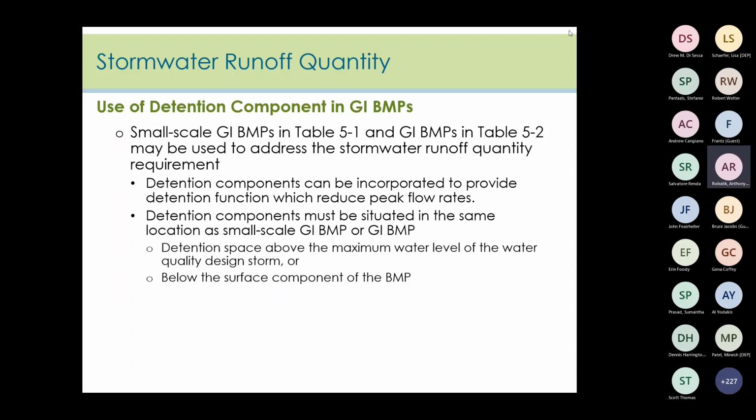The detention component for green infrastructure BMPs can be the detention of storage volume above the surface of the water quality design storm. For example, a small-scale infiltration basin that is designed to have an outlet orifice at the maximum water level elevation of the water quality design storm, and additional outlets for attenuating runoff from the 2-, 10-, and 100-year design storms. Alternatively, you may design an under-drained bioretention system with storage pipes below the basin to provide a detention space for the 2-, 10-, and 100-year design storms.